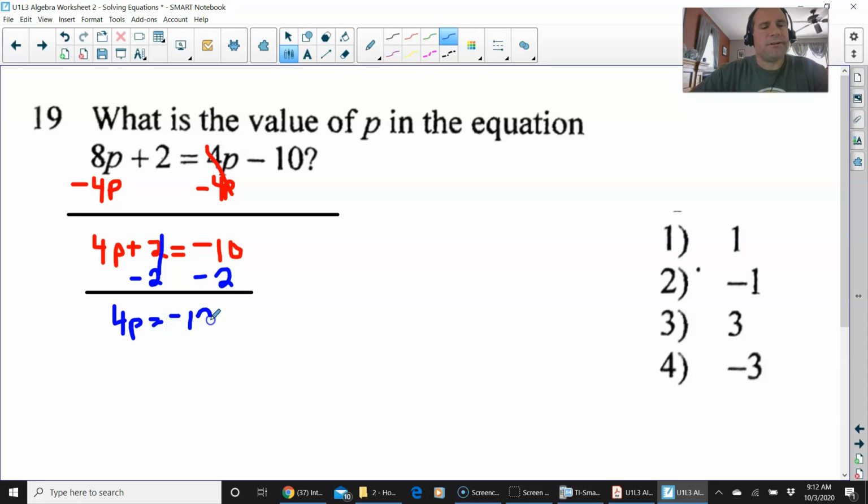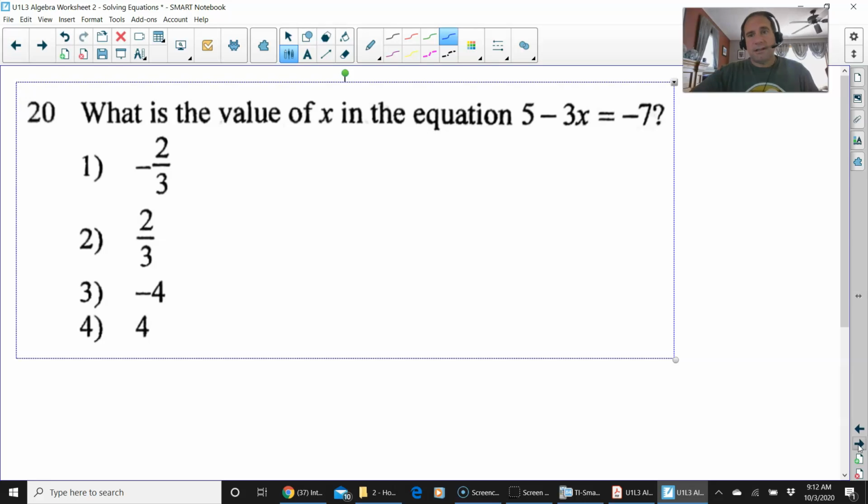And now you're going to divide and finally get your answer. Divide by 4. Divide by 4. And p equals negative 3. And that's choice 4. Nice easy question there.